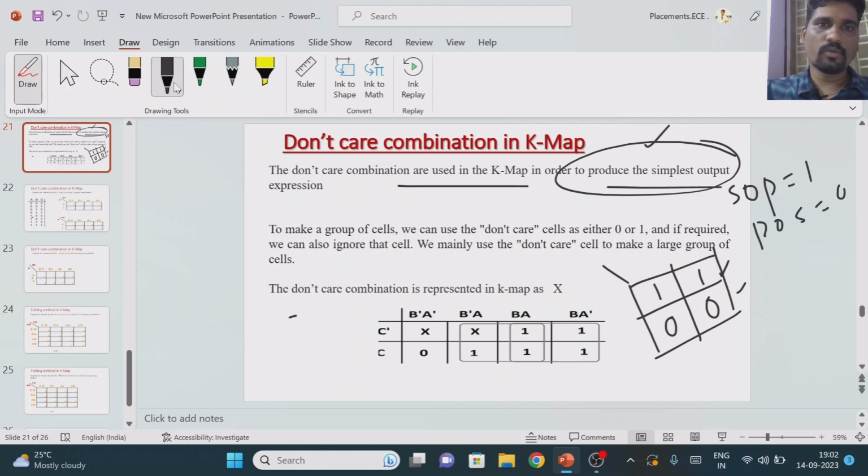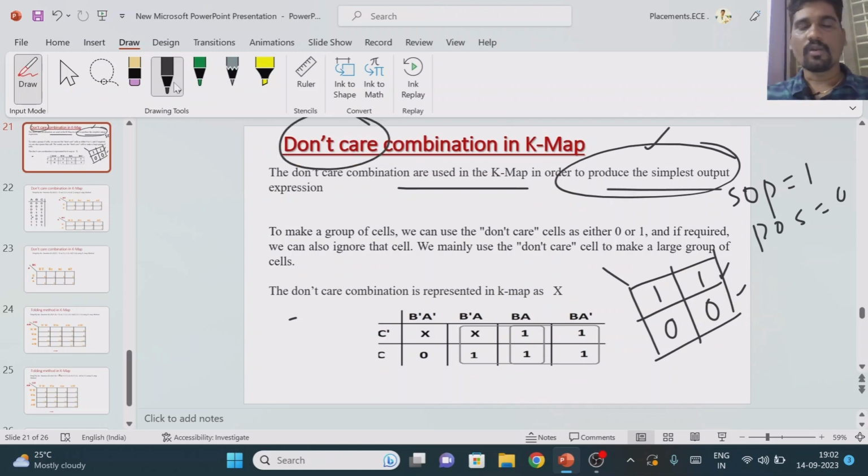Now one more new term is added, called the don't care combinations in the K-map. So what is the use of the don't care combination in the K-map? If you don't know a particular value, whether it may be 1 or it may be 0, you might have a dilemma about whether you need to consider the output as 1 or as 0. In this case we have something called the don't care representation. It means that if you don't know whether that particular value is 1 or 0, then we are going to represent it with the don't care combination.